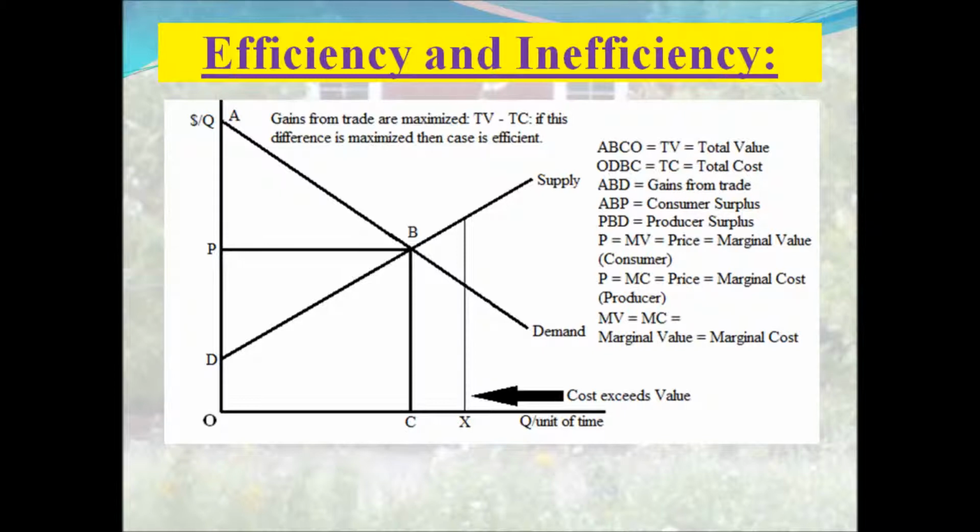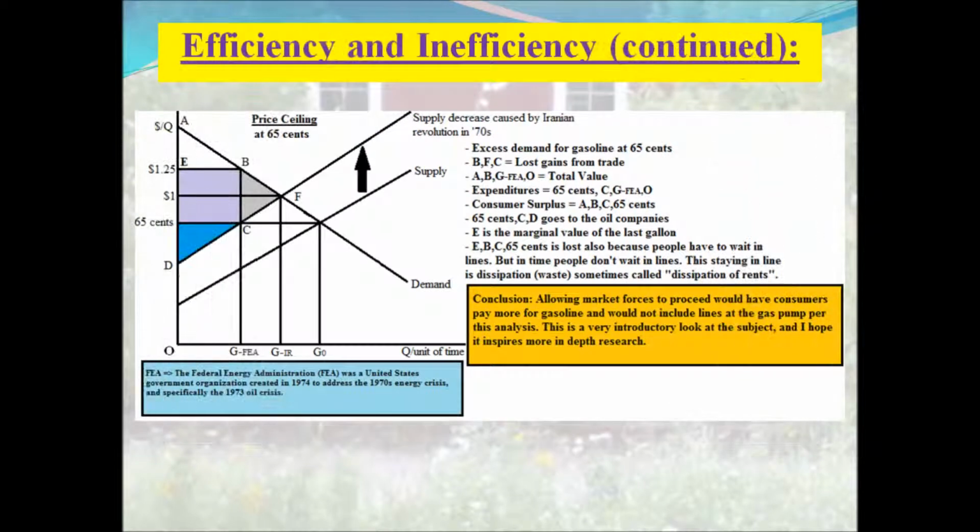Just to note, see where there's quantity X shown at the bottom of the graph. At that point, along that line, the marginal value is exceeded by the cost.